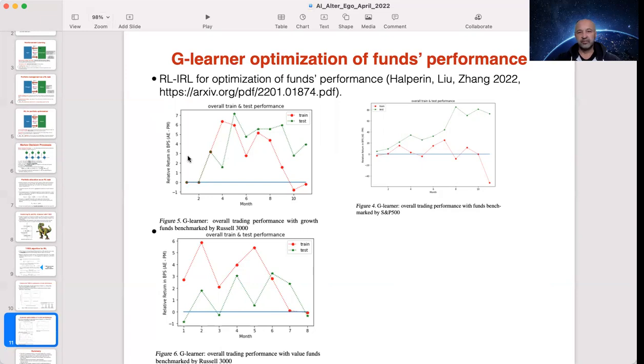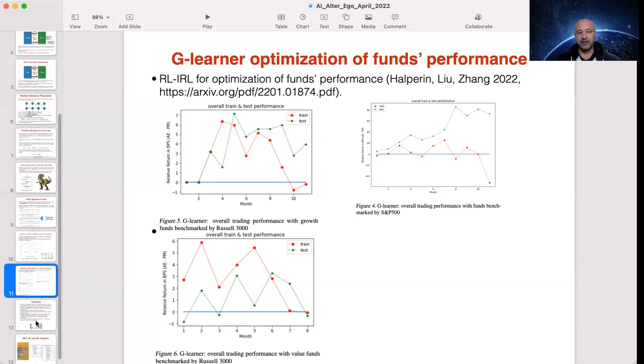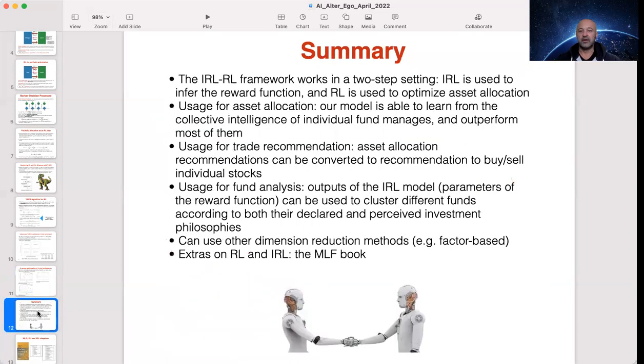We also did comparison with the performance of individual funds, and you can find corresponding graphs in the paper. What we found there is that we do not outperform all of them, but we outperform most of them, at least in this backtest. So this is what we did, and in summary, what I presented was a two-step procedure where we first use inverse reinforcement learning to infer the reward function, and then we use direct reinforcement learning to optimize asset allocation.